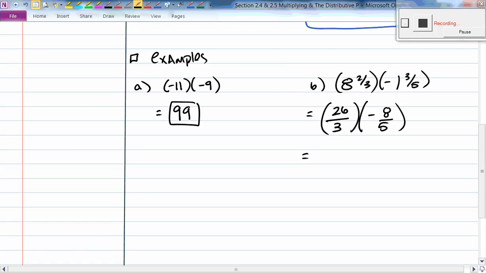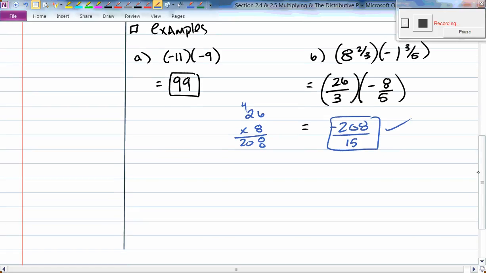Okay, good. What's 26 times 8? 6 times 8 is 48. 2 times 8 is 16. So this is negative 208, all divided by 3 times 5, which is 15. There you go. Check. All right. Was that harder? No. Oh, you had the answer before me? No, I got it same time. Oh, same time. Okay, good.